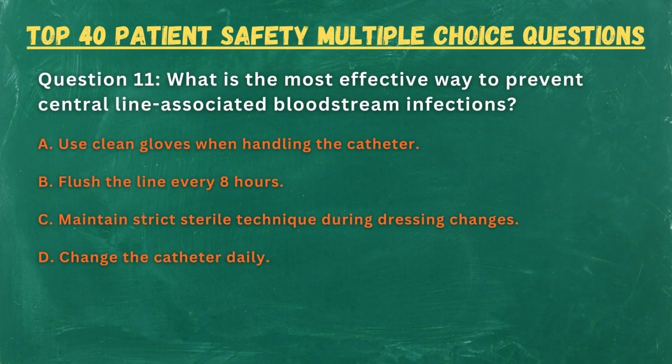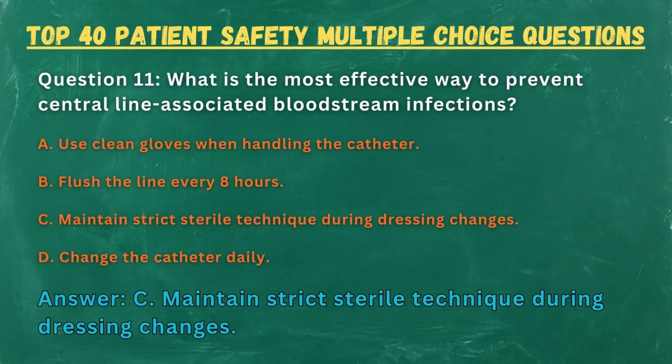Question 11. What is the most effective way to prevent central line-associated bloodstream infections? A. Use clean gloves when handling the catheter. B. Flush the line every 8 hours. C. Maintain strict sterile technique during dressing changes. D. Change the catheter daily. Answer: C. Maintain strict sterile technique during dressing changes.